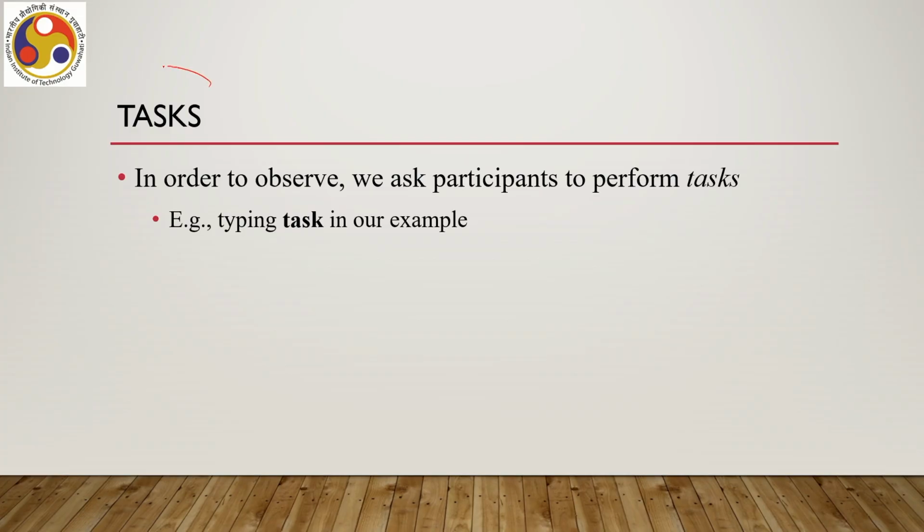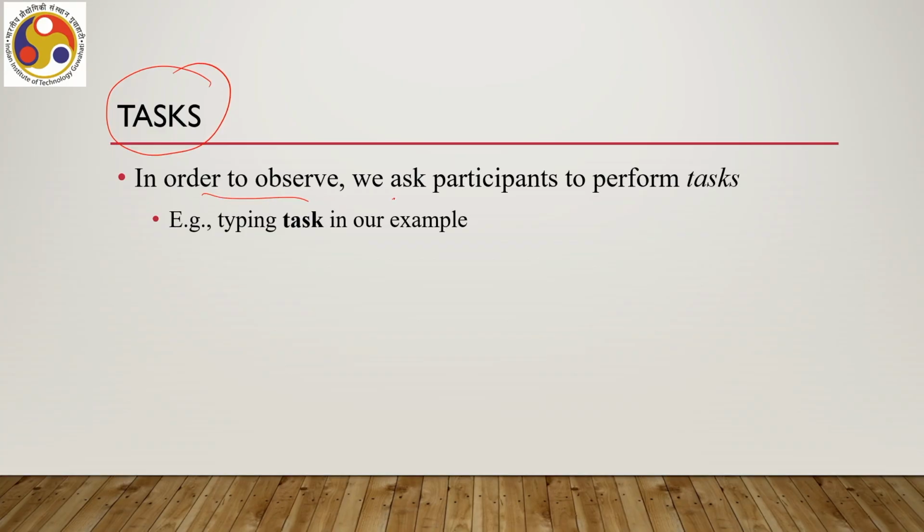Third is task. So, we need to provide tasks to the users to carry out during the experiment, and we will collect task performance data which are supposed to be mostly objective data, and then we will analyze that data to come to a conclusion. So, in order to observe, we ask participants to perform tasks. For example, the typing task that we have mentioned in our example.